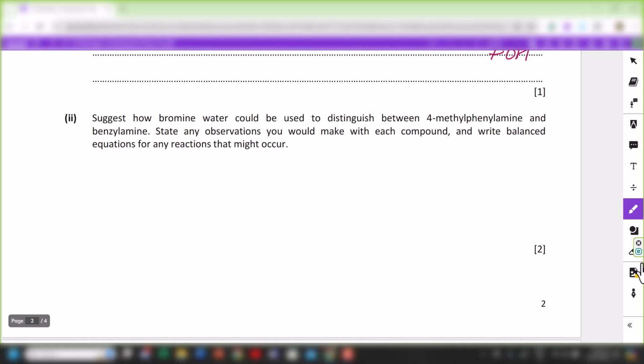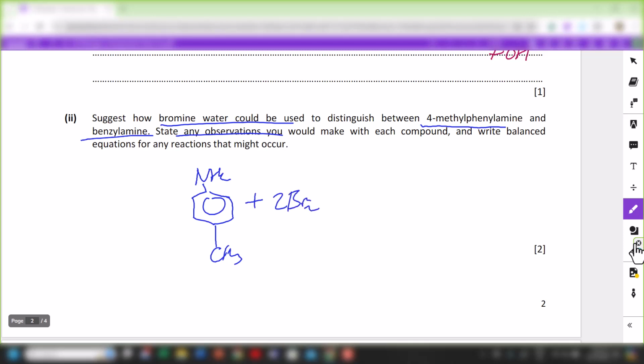Then the last part, question 2, part 2. Suggest why bromine water could be used to distinguish between 4-methylphenylamine and benzylamine. Basically, for 4-methylphenylamine, bromine water is able to undergo electrophilic substitution effortlessly. Then state any observation. The yellow-orange aqueous bromine will decolorize. Then you might observe a white ppt of the resulting product, or you might not. We are not very sure, because you have to do an experiment to figure that out.